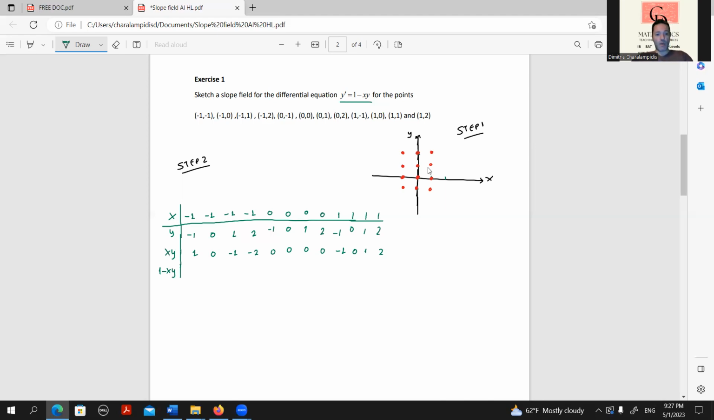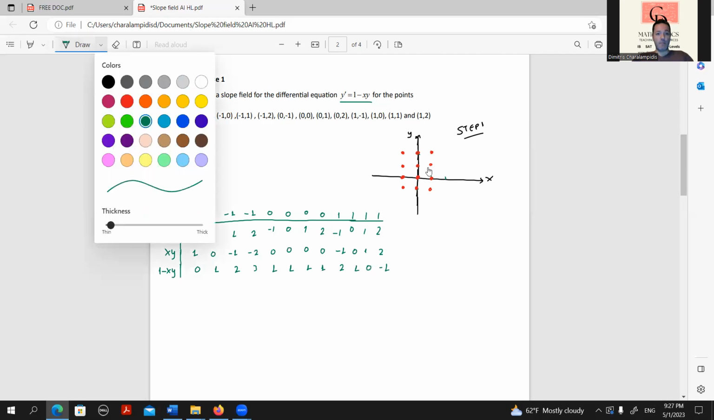1 minus 1 is 0. 1 minus 0 is 1. 1 minus -1 should be 2. 1 plus 2 should be 3. 1 minus 0 should be 1, 1, 1, and 1. 1 plus 1 should be 2. 1 minus 0 should be 1. 1 minus 1 should be 0. And 1 minus 2 should be -1.